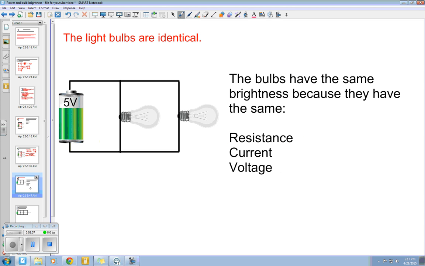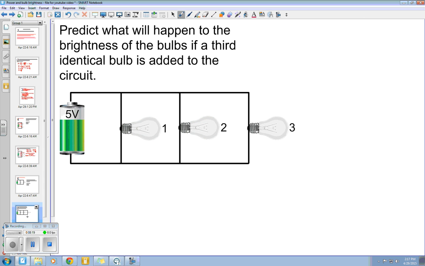Now let's look at these bulbs which are identical. These are parallel. If they're identical, they will have the same resistance, the same current, and the same voltage. So they will have the same brightness. Now let's add another bulb in. What happens to the brightness when we add a third bulb into the circuit?